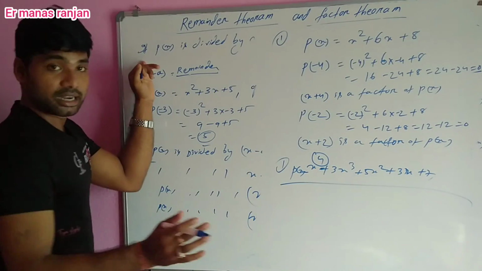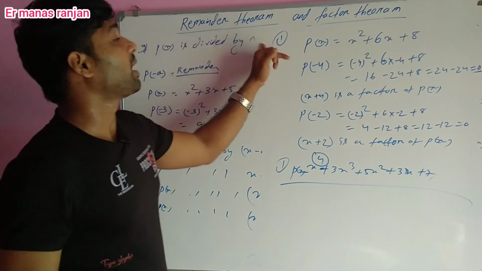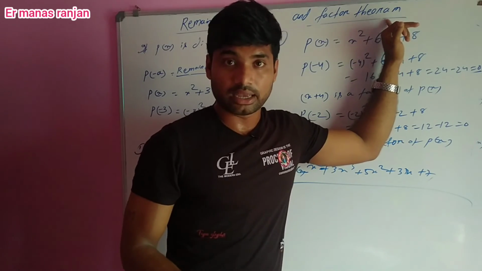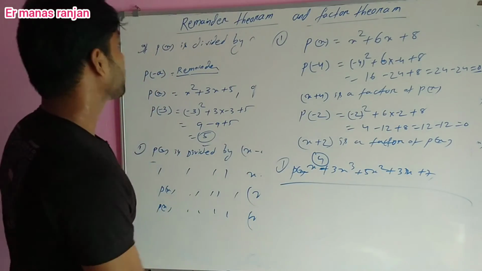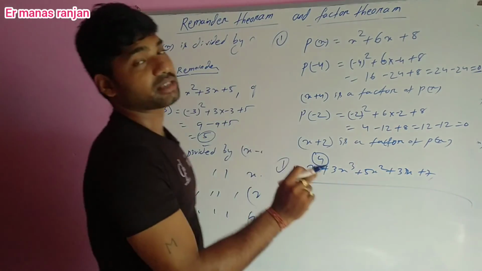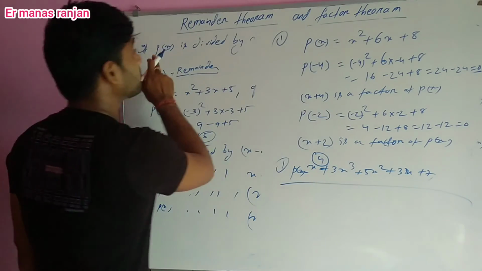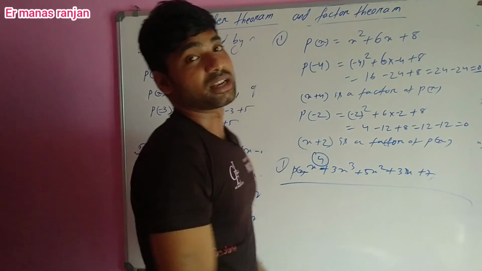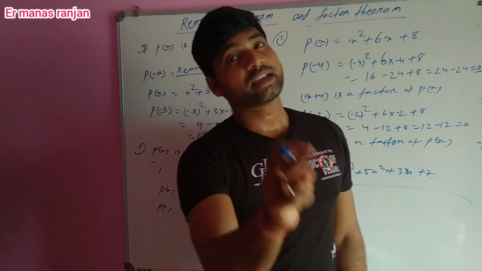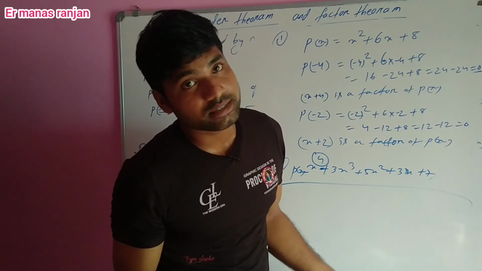If again P of x is divided by x plus a, then the remainder is P of minus a. If P of minus a is 0, then we can say x plus a is a factor of P of x. Clear?